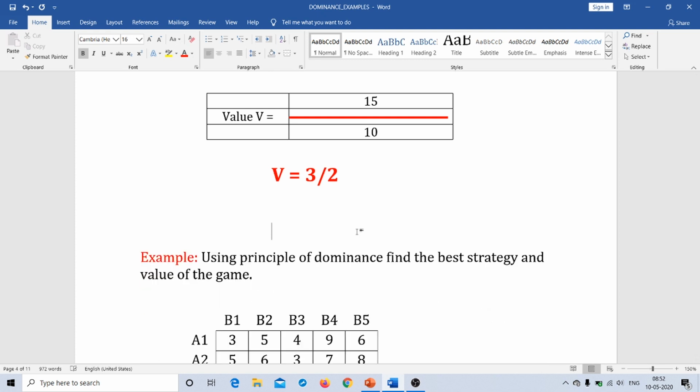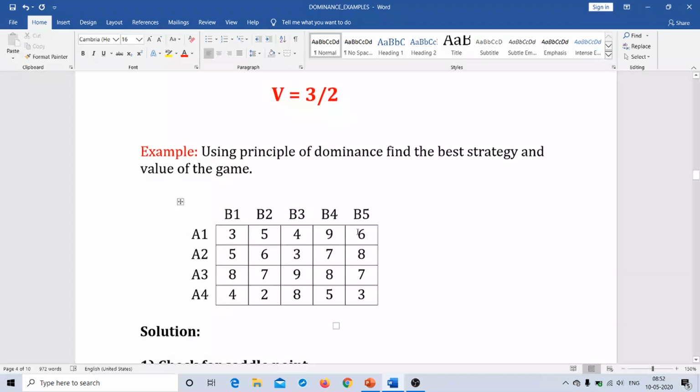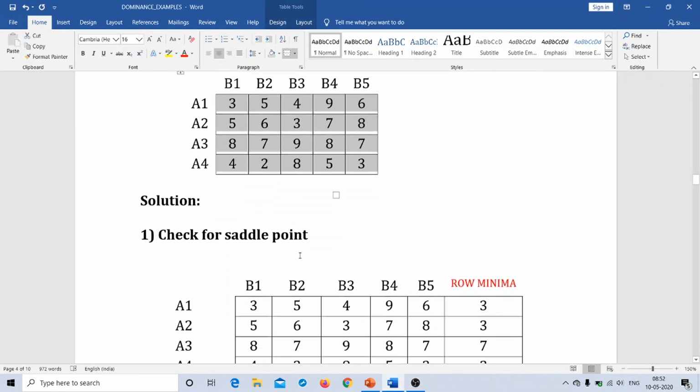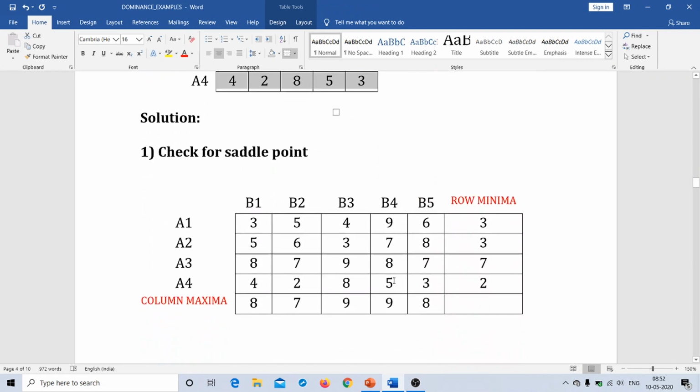Let us also look at one more example, right? So using the principle of dominance, find the best strategy. So I have this payoff matrix. I check for a saddle point and I find there's no saddle point here.